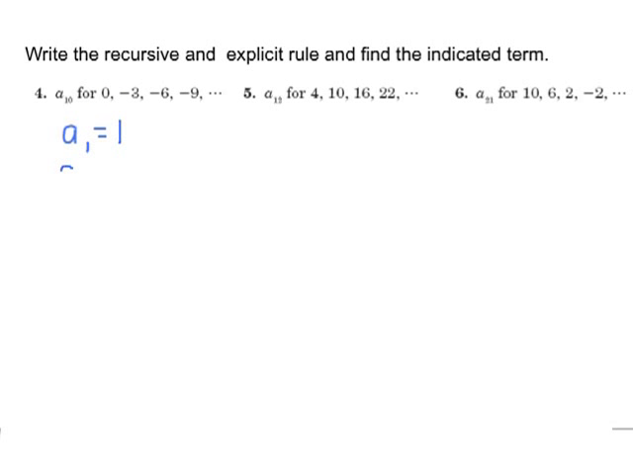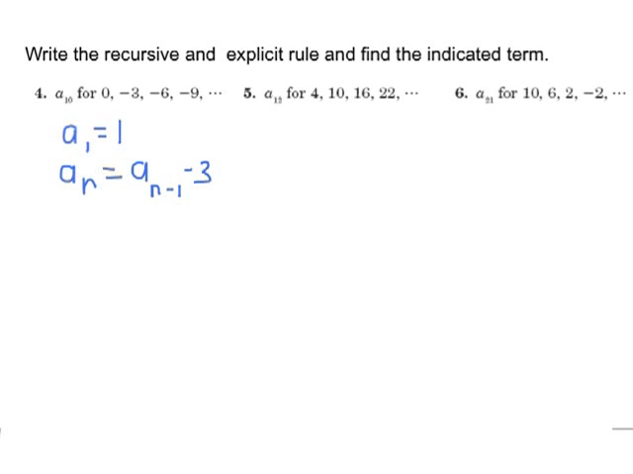And then I need to say that a sub n is equal to, now remember when you're writing a recursive rule, you're going to say a sub n minus 1, and then you have to do something to that previous term. Remember the a sub n minus 1 means previous term. Alright, so how did I get from 0 to negative 3? Well, we subtracted 3. So it's just minus 3. So there is the recursive rule, or my recursive formula.